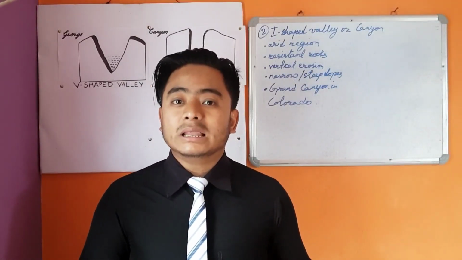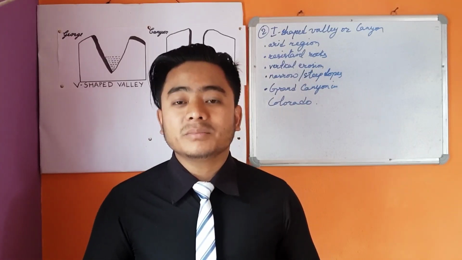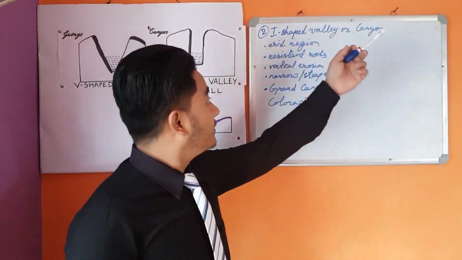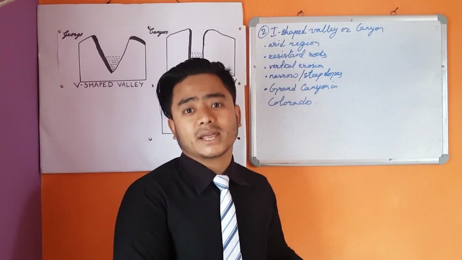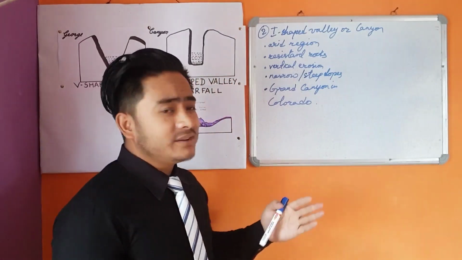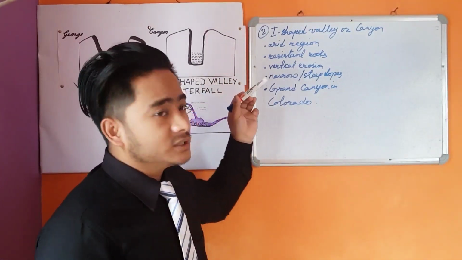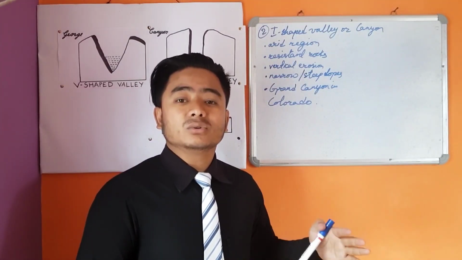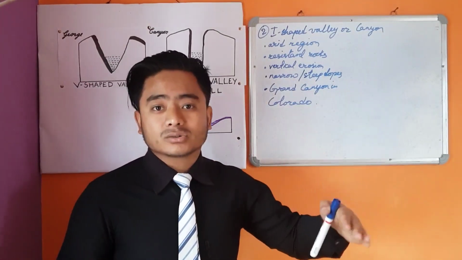So now let us learn about the second type of landform formed by the river erosion in the upper course, that is I-shaped valley or canyon. A gorge is also called a canyon when it is relatively narrow with steep slopes formed in the arid region due to the continuous erosion of hard resistant rocks.